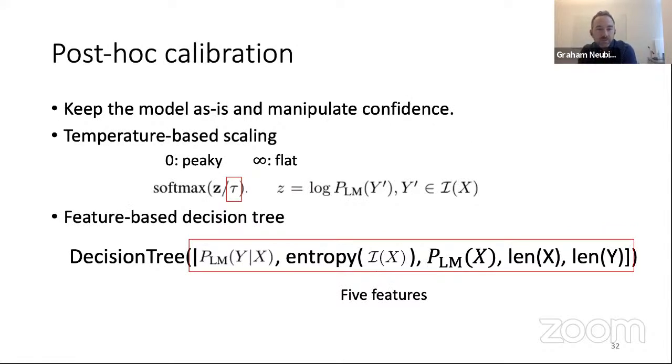In addition to this, there are also post hoc calibration methods. Post hoc calibration methods, basically what they do is they take some statistics calculated by the model without retraining the model, but try to turn the probabilities into being better calibrated. So one popular method for this is temperature-based scaling, or it's also called Platt scaling.